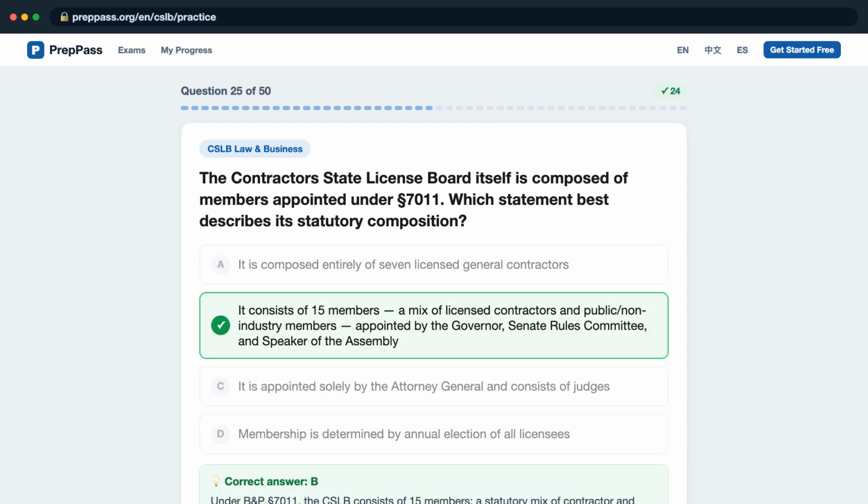The correct answer is B. Under BNP Section 7011, the CSLB consists of 15 members, a statutory mix of contractor and public, non-industry members. The Governor appoints most members and the Senate Rules Committee and Speaker of the Assembly each appoint public members. The board is not composed solely of contractors, judges, or elected by licensees.